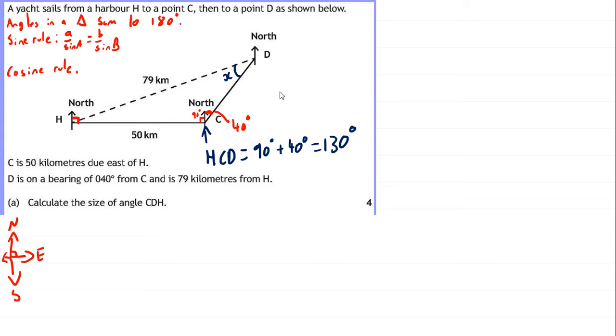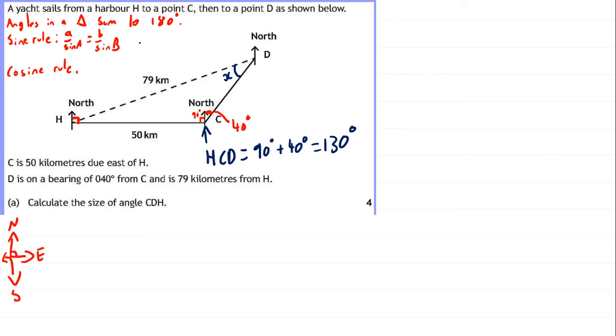Okay, let's think about what we know. We know that angles in a triangle add up to 180 degrees. We could use that if we wanted to find this angle here. We know two sides of the triangle and one angle, and we want to find this missing angle here.